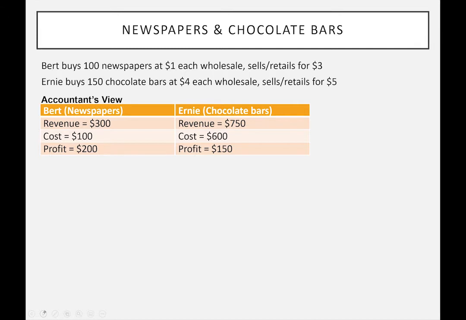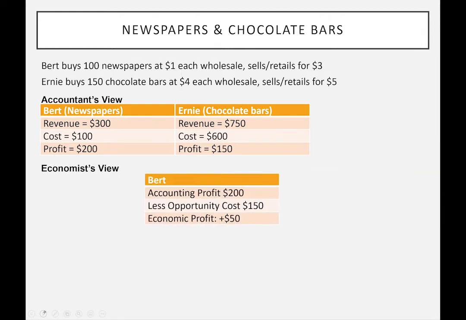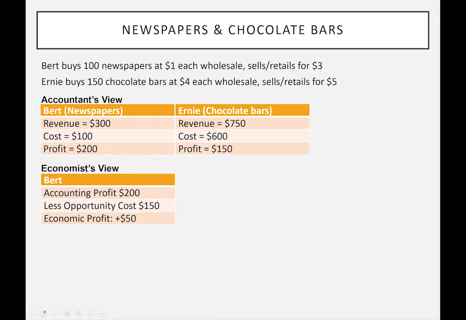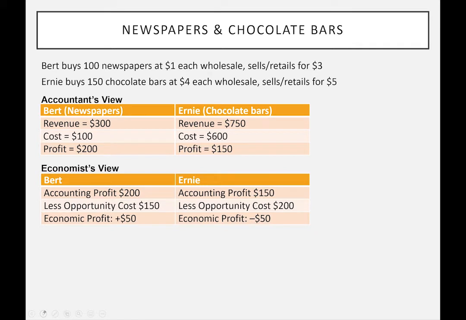An economist doesn't look at it quite the same way, however. Let's take a look at it from an economist's perspective. We've got Bert, who has an accounting profit of $200, but he's sacrificing the $150 he could have been making in the chocolate bar business. So, as a result, he's making an economic profit of $50. Ernie, on the other hand, could have been in the newspaper business. He's not. His accounting profit is $150, but he could have been making $200 if he were in the newspaper business. So in effect, he's sacrificing $50.